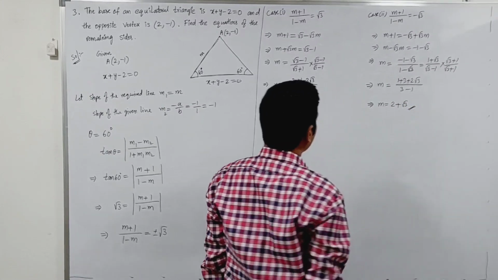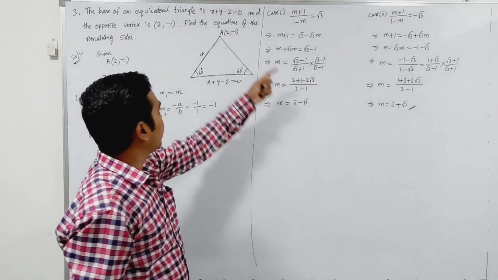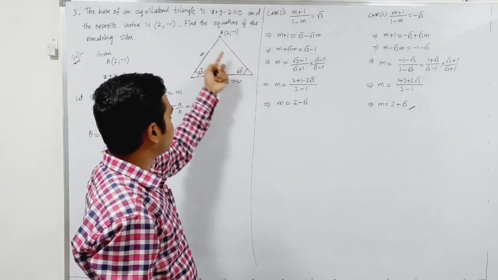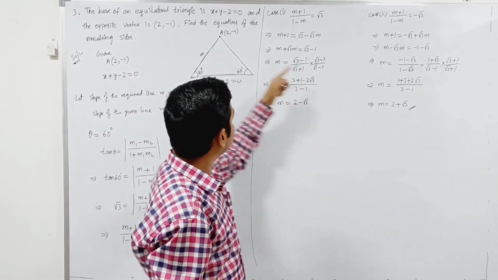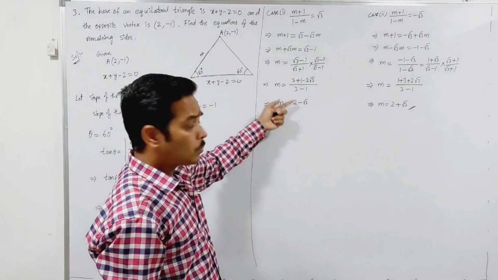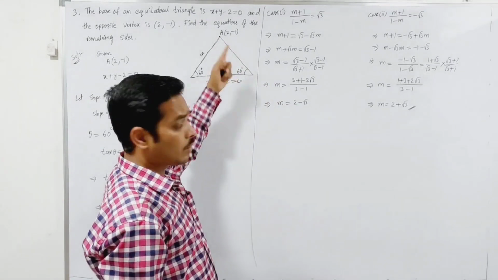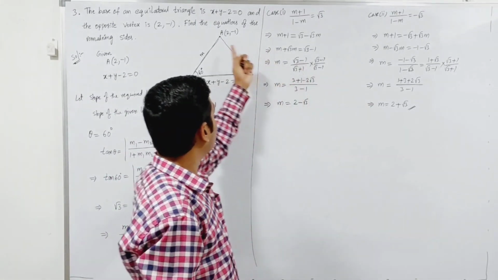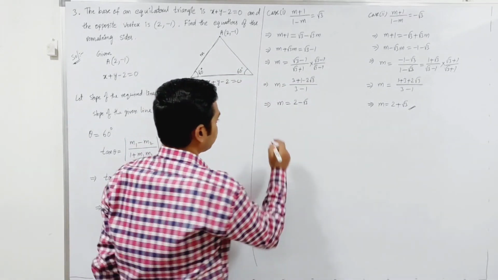2 plus root 3. After getting the slope and the point, the vertex, this is the slope of the first side, this is the slope of the second side. By using the slope point form of a straight line, we get the first side. By using this slope and this point, we get the second straight line.